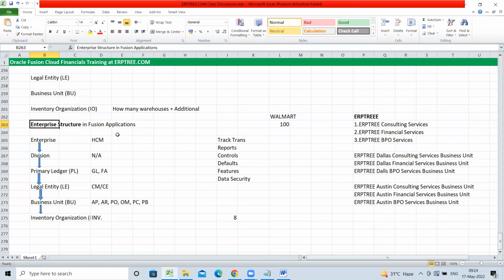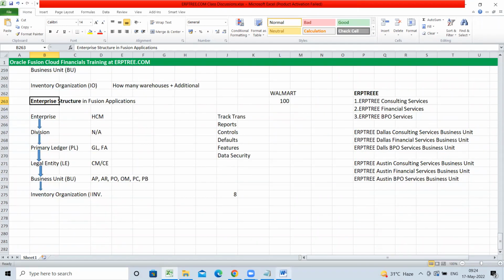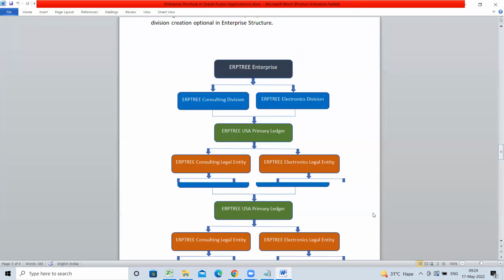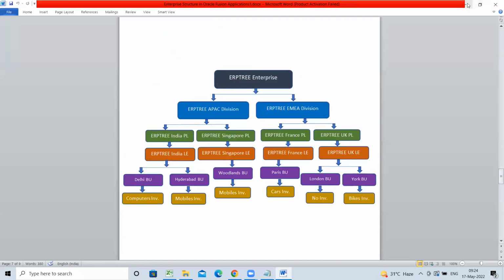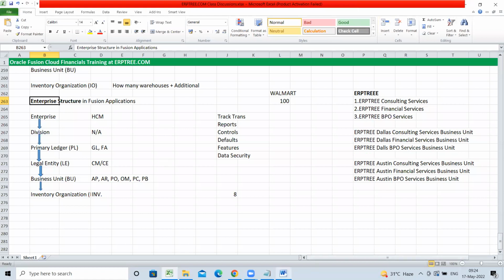Any questions about this enterprise structure, please? Any sort of questions which will help us to understand. One question: in the same structure, we are seeing GL and FA under the primary ledger, but someone else also said that FA will also feed into GL, or would they be standalone entities? All the application data, FA data also, will be fed into GL.